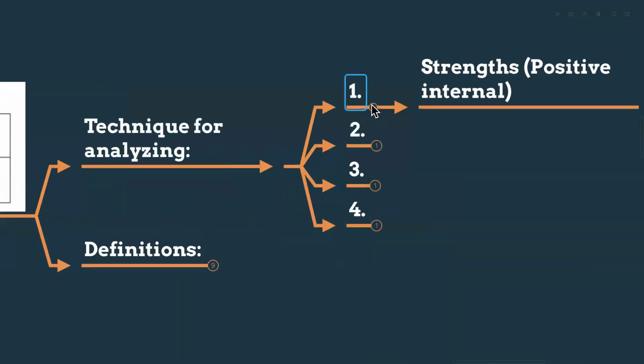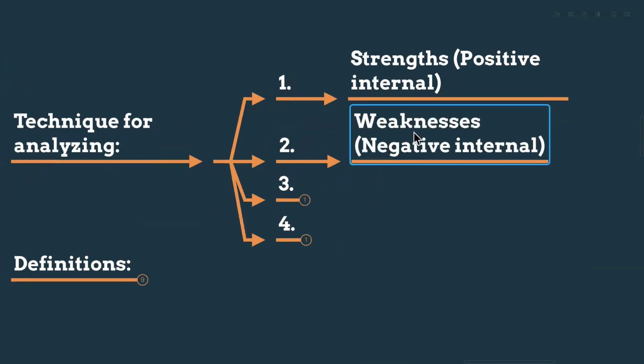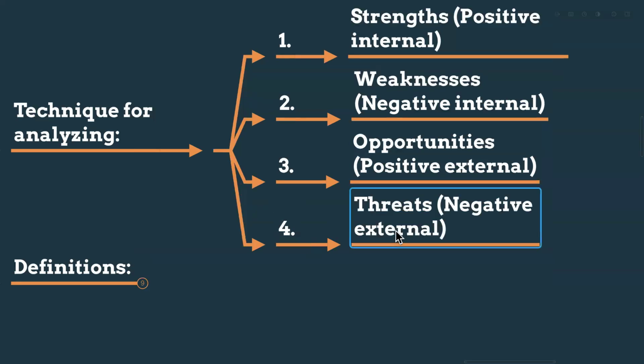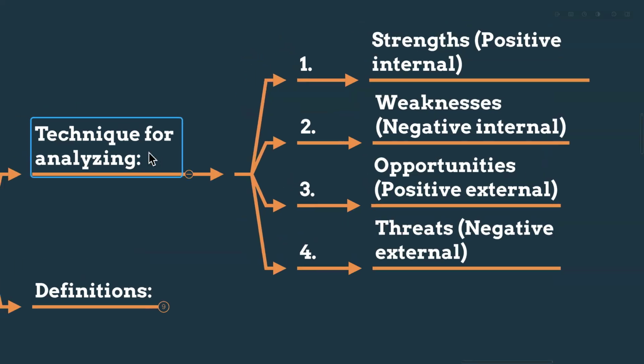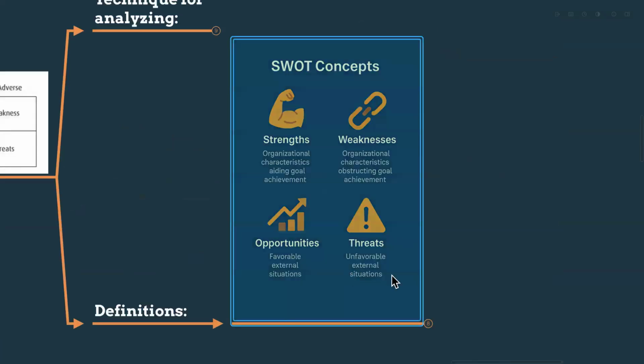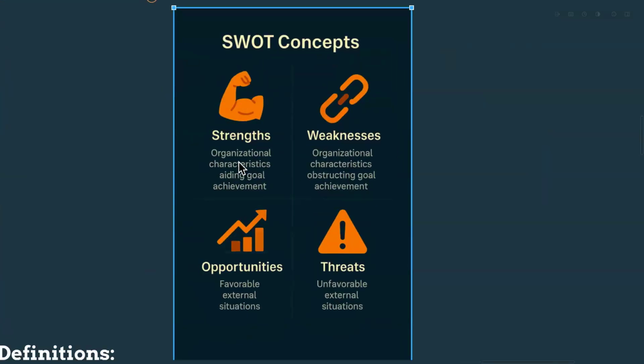We will identify the strengths, that is the positive side of internal. We will identify the weaknesses, that is the negative side of internal. We will identify the opportunities, that is the positive side of external. We will identify the threats, and that is the negative side of external. So let's talk about the definitions now. The strengths from the SWOT concept are organizational characteristics that are aiding our goal achievement. It means what the business does well.